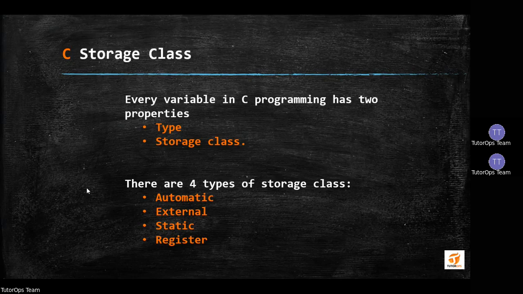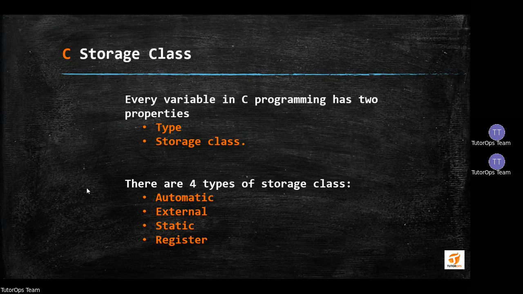Then the next one is static. Static is another storage class which instructs the compiler to keep a local variable in existence during the lifetime of the program, instead of creating and destroying it each time it comes into and goes out of scope. So when we define a static variable, the value of that variable is global for all the program.